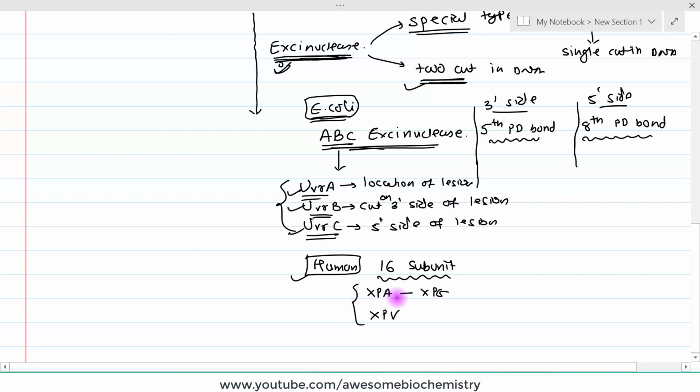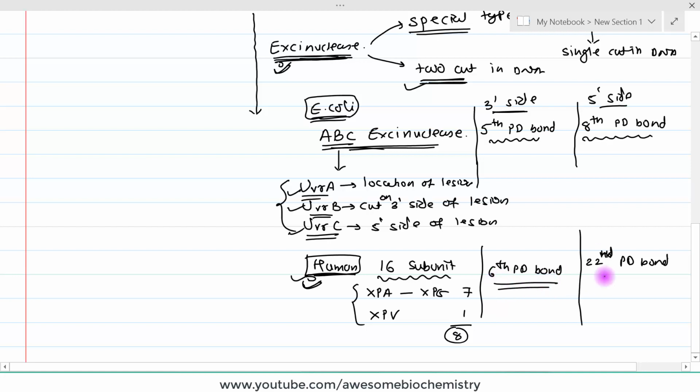So XPA, XPB, XPC up to XPG. So that makes a total of 7 proteins, and this XPV 1. These 8 proteins are more important in human biochemistry. Now what about the cut? In the case of the human variety of exonuclease, on the 3' side, the cut is made on the 6th phosphodiester bond, and on the 5' side of the lesion, it will count 22 phosphodiester bonds, and on the 22nd phosphodiester bond, it puts up a cut. So somewhat larger piece is cut in the case of the human and somewhat shorter piece in the case of the E. coli.